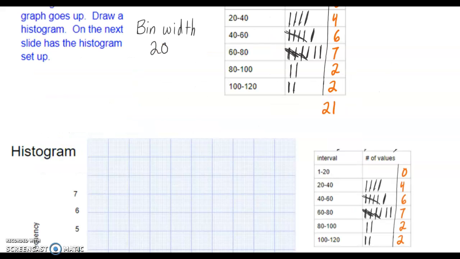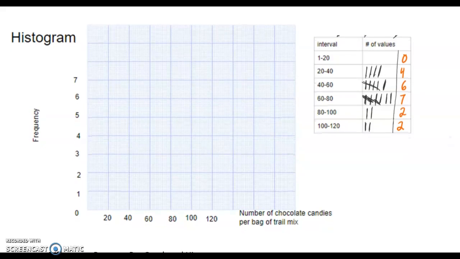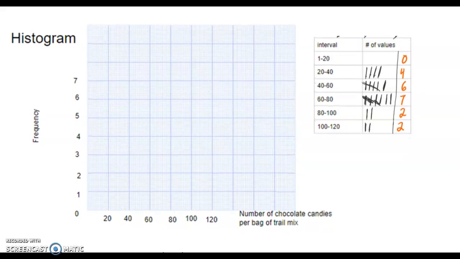All right, so now that we have the frequency, the number of times the numbers occur in each individual interval, we can create our histogram. So just like the graphs we did in moving straight ahead, we need to have a title. So I'm going to say chocolate candies. You could have also said, I don't know, trail mix if you wanted to.